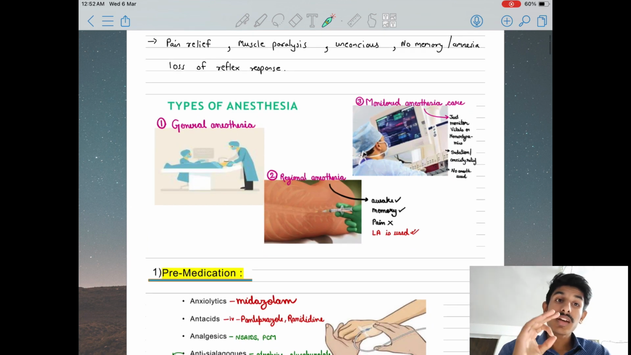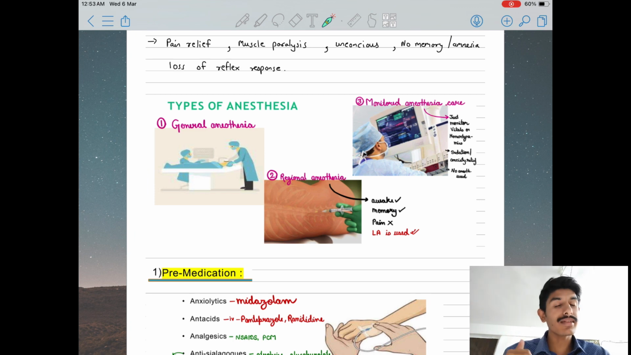Okay, so there are three types of anesthesia. First is general, second is regional, and third is monitored anesthesia. Each has its own qualities. For example, in general anesthesia, if we give the anesthesia to the patient, his full body will be paralyzed, his full body muscles will be relaxed, and he will have no memory of the operation or whatever we do with him. He will feel no pain.